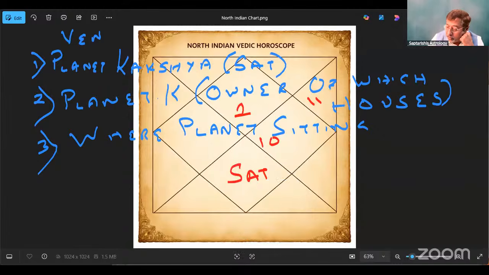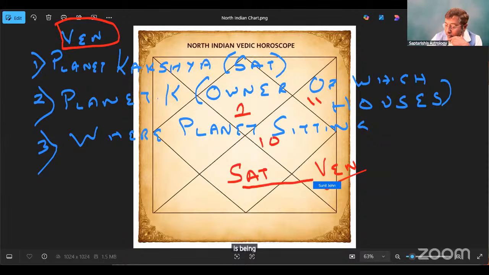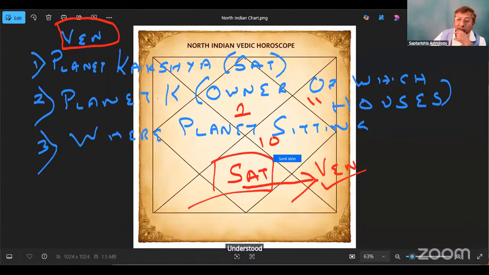But you're only talking about Venus. Venus is your original planet that you are trying to find out how Venus is behaving. Venus is here. So what you'll say, this Venus is in Saturn's compartment. My prosperity, my bhagya is being controlled by my wife. Understood? Easy.